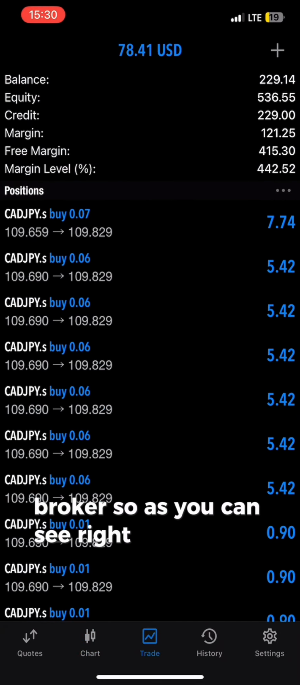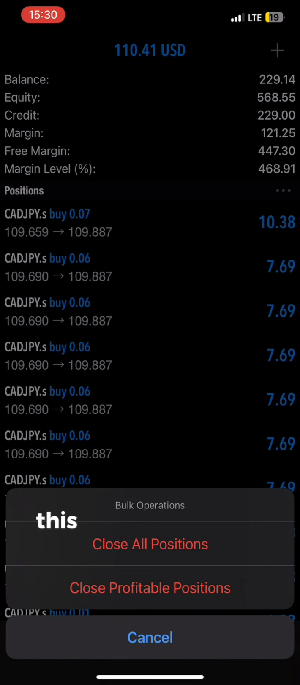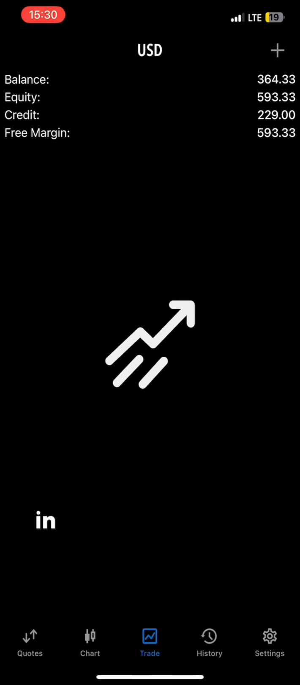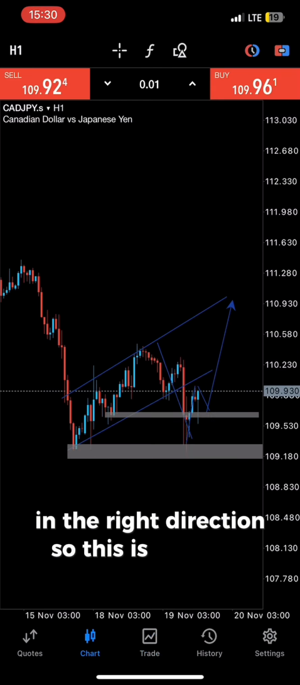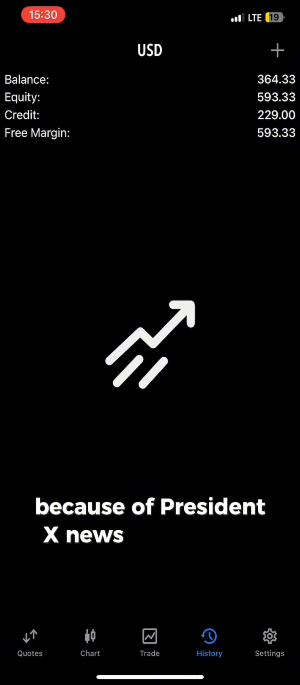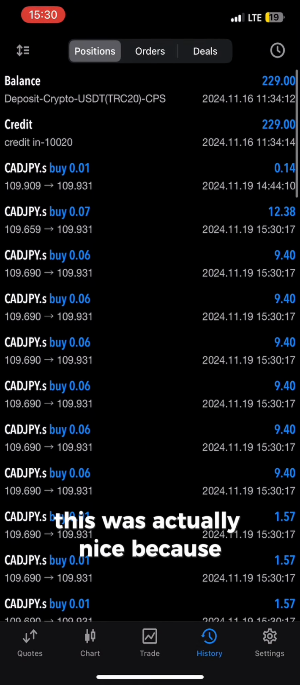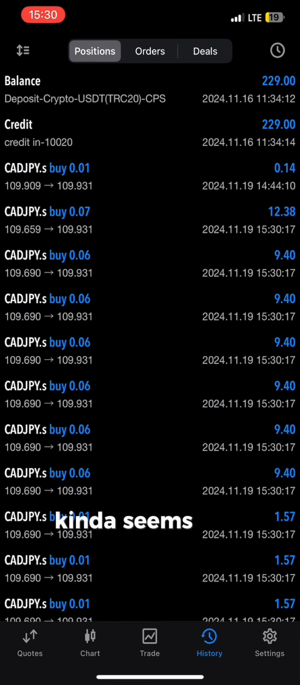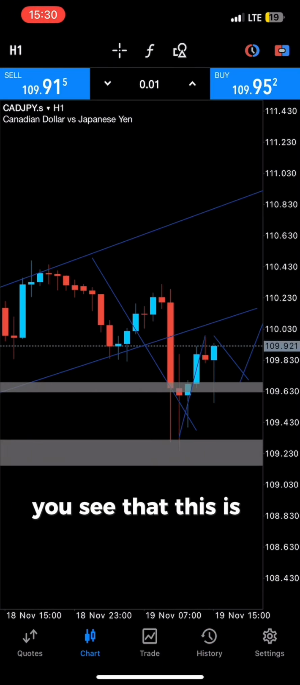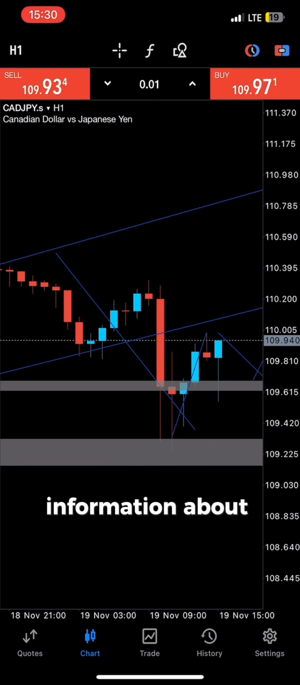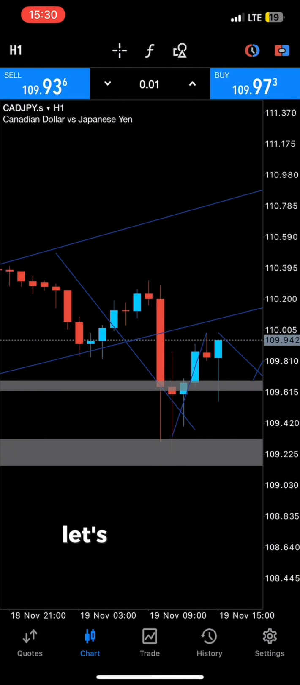As you can see right now, we are at $73 profit. This is good because I have predicted the market in the right direction. So this is CPI news. The consumer price index news spiked very high. This is the history of the trade. This was nice because it seems like easy money. Well, not if you do it once. If it beats you once, you see that this isn't easy money. However, I'm sure you have collected a little bit of information about this consumer price index. Let's move on to our trend.